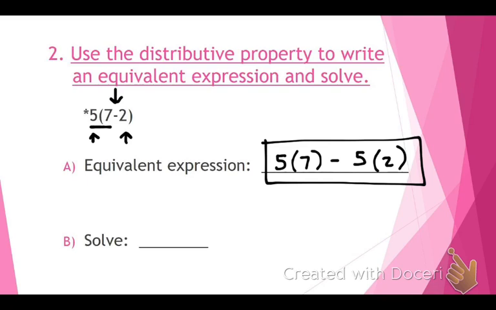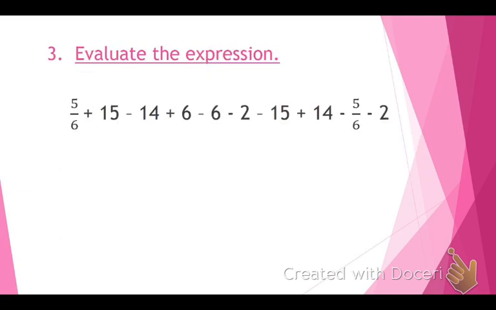Now, it tells me to solve it. You can solve it either by doing 5 times 7 minus 5 times 2 or by doing 5 times 7 minus 2. So let's do this right here. 5 times 7 is what, guys? 35. Keep your minus sign. What's 5 times 2? 10. So what is 35 minus 10? 25. That is how you solve it. That's your answer. Let's go on to the next problem.